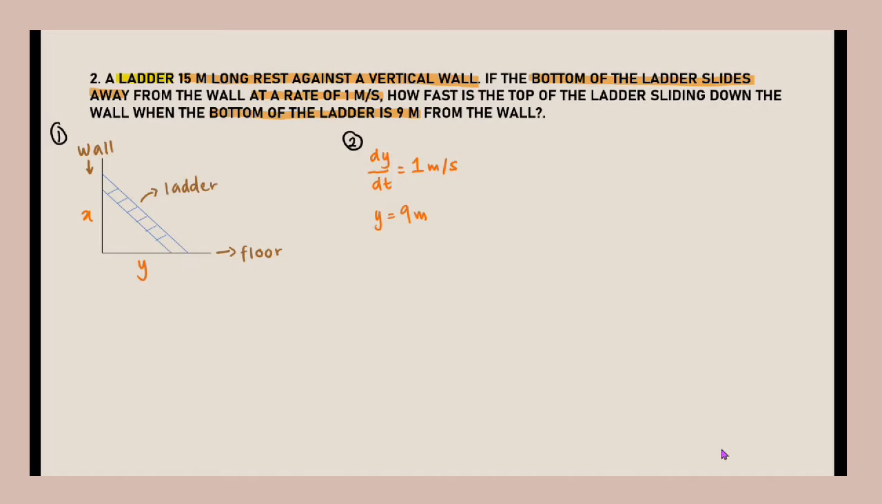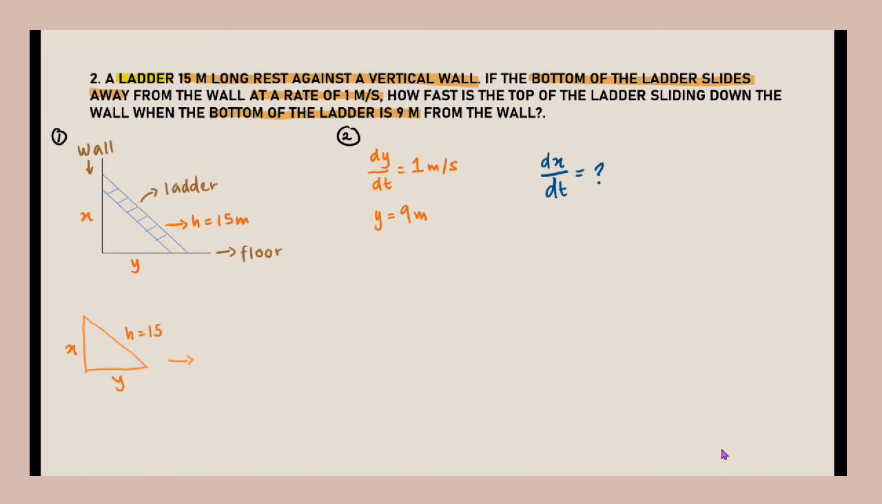Next, from the question, it says the bottom of the ladder slides away at a rate of 1 meter per second. So our bottom of the ladder is y, so dy over dt equals 1 meter per second. And also the bottom of the ladder is 9 meters, so y equals 9 meters. We need to find what is dx over dt.